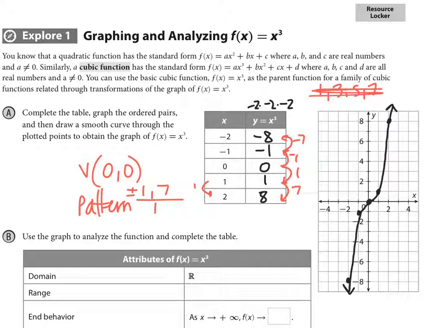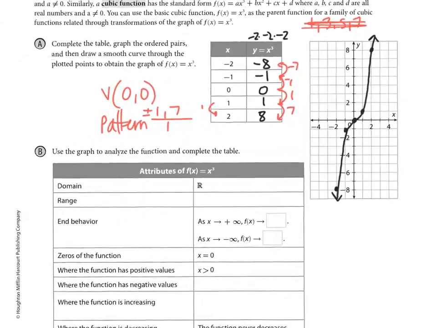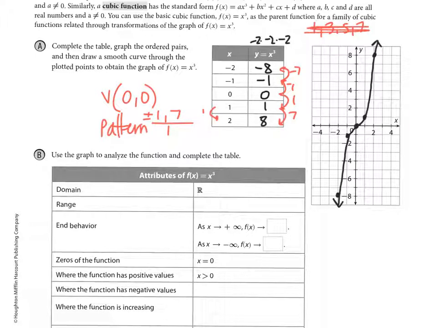And so let's talk about domain, range, and end behavior, these attributes that we've talked about before. So domain, all real numbers, right? This is going to the left and to the right forever. Our range is also going to be all real numbers because we're going to be going up and down forever. If I label my end behavior, this is going left and down. And then I've got right and up on the other side. So this says as x goes to positive infinity, which is to the right, it's going to go up. So that's also positive infinity. And then as x goes to negative infinity, that's the same as left. So that's going to be down, negative infinity.